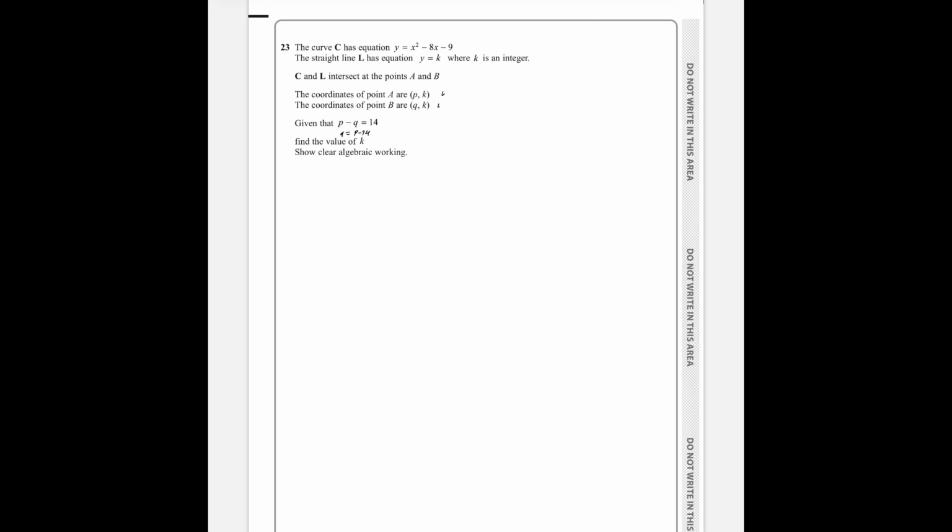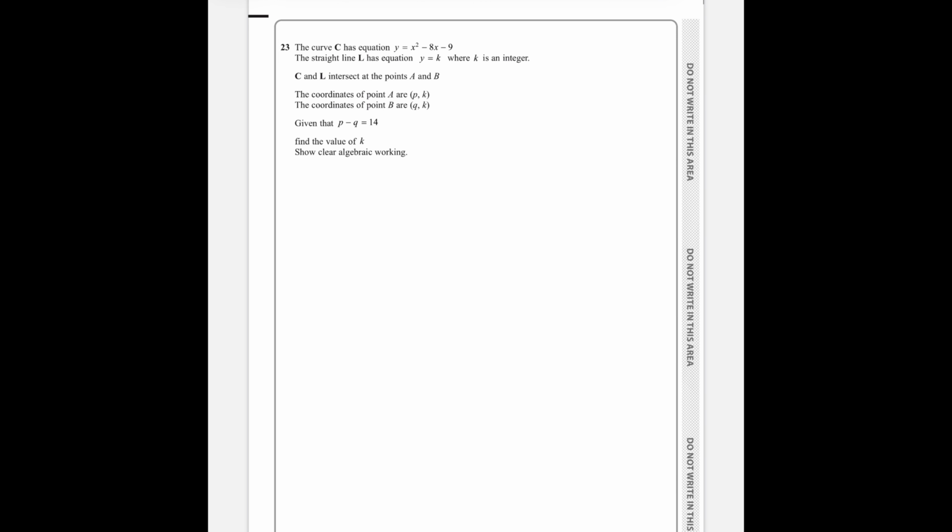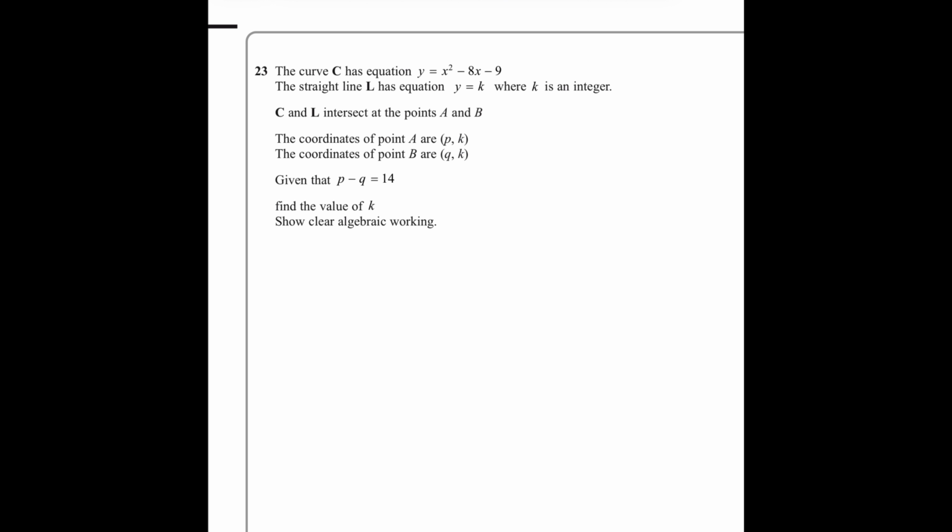Our next. The curve C has the equation y equals x squared minus 8x minus 9. Okay. So just looking at this, you could probably tell that this is a simultaneous equation question, because we're given 2 points and 2 unknowns.